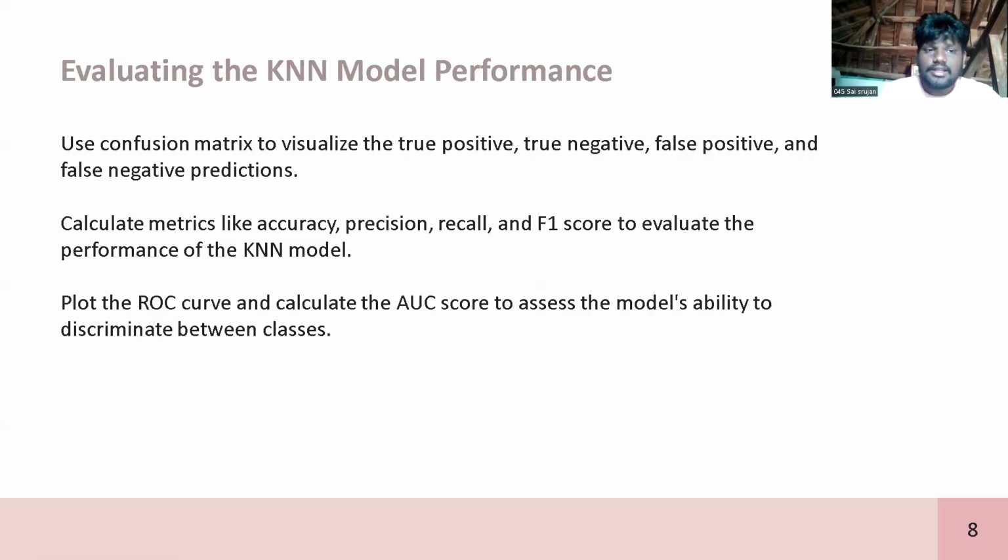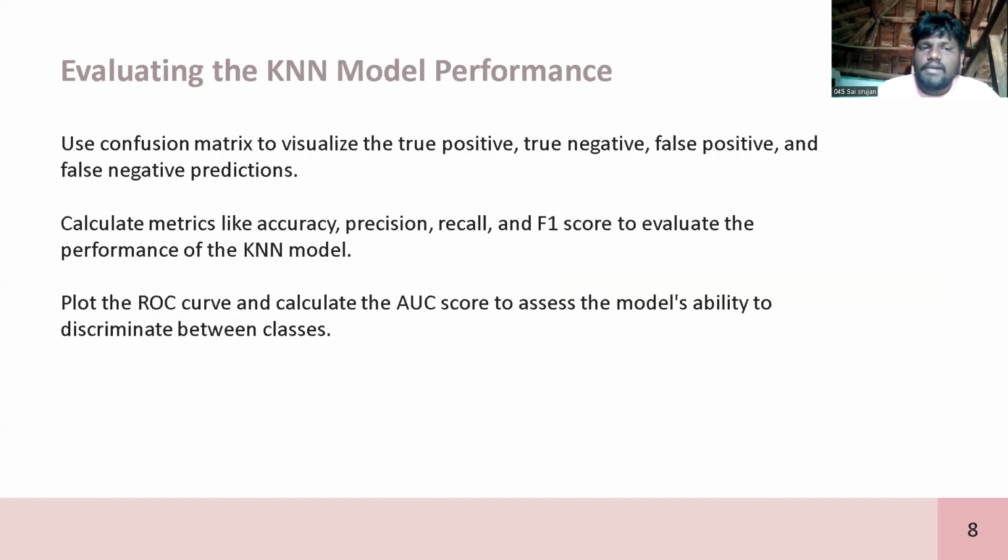Using the confusion matrix to visualize the true positives, true negatives, false positives, and false negatives predictions. So this is the confusion matrix. Based on the confusion matrix, we are evaluating the KNN model and other techniques, such as calculating metrics like accuracy, precision, recall, and F1 score to evaluate the performance of the KNN model.